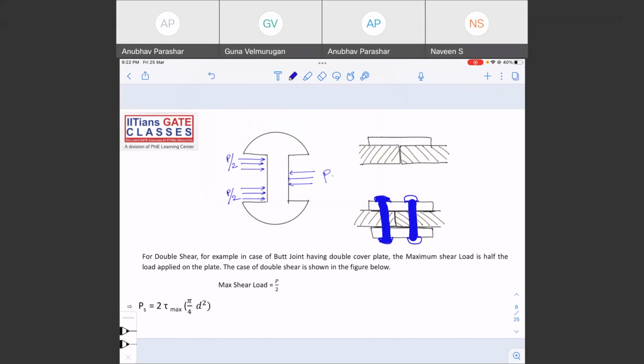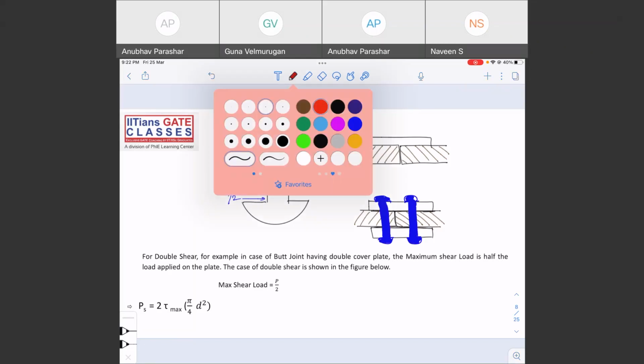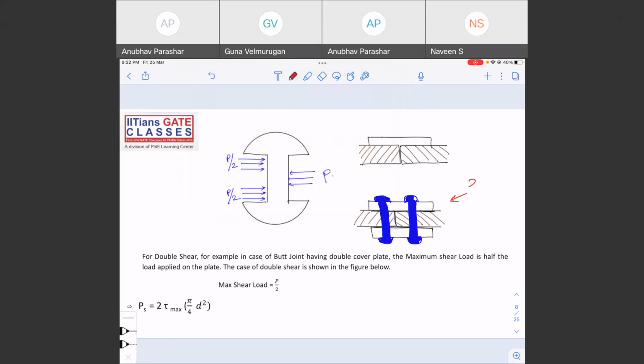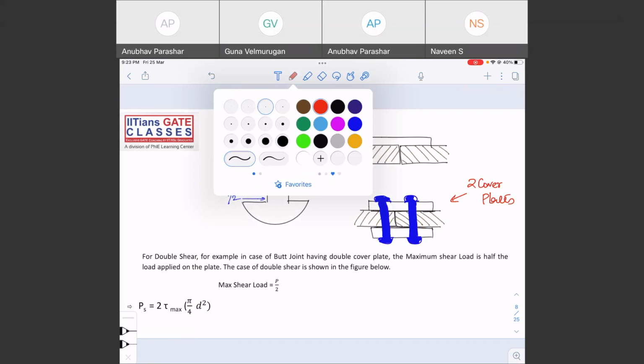Is there a riveting here, right? So how many cover plates are there? There are 2 cover plates. You can see there are 2 cover plates. So if there are two cover plates, what is the possibility?